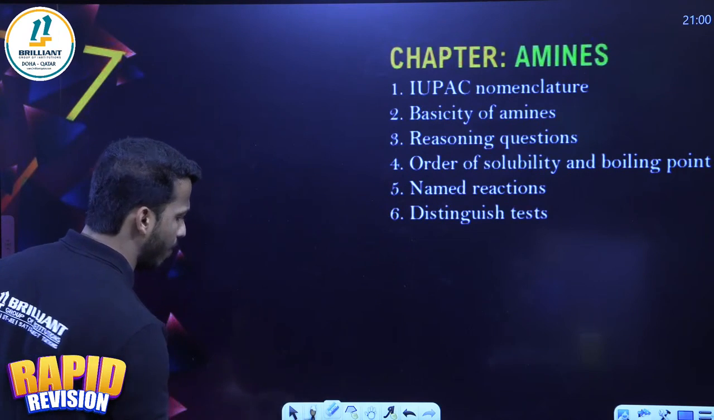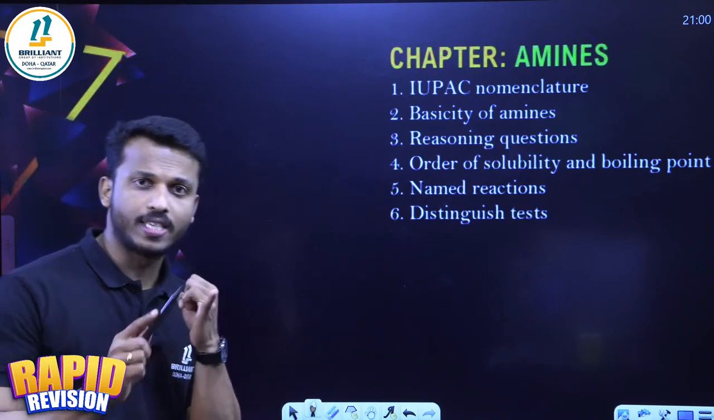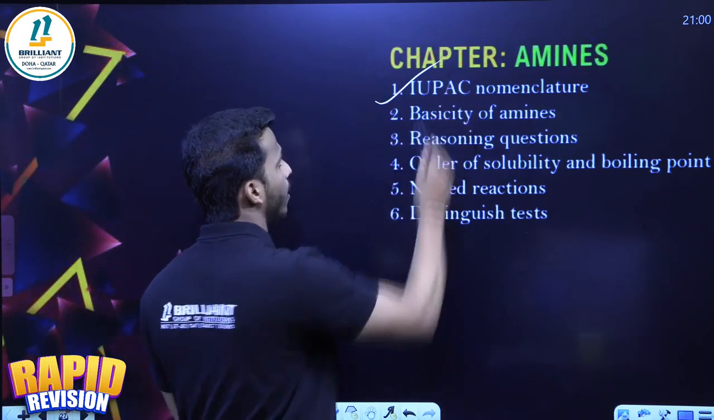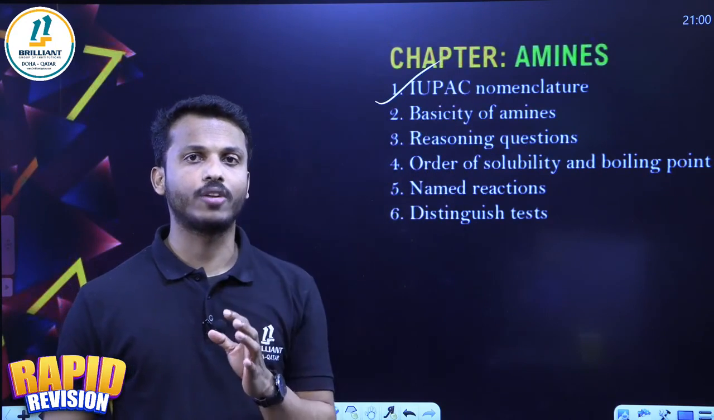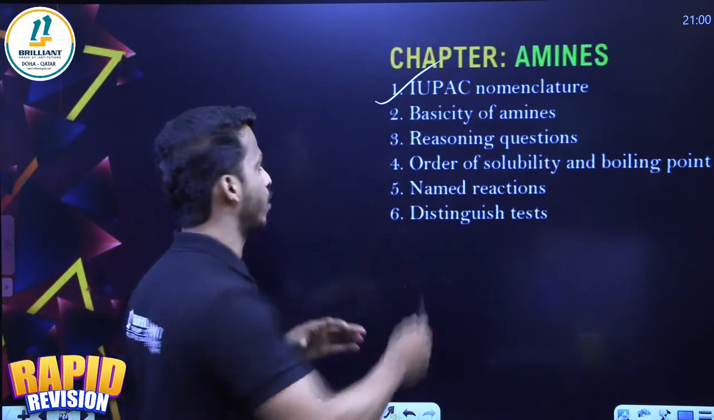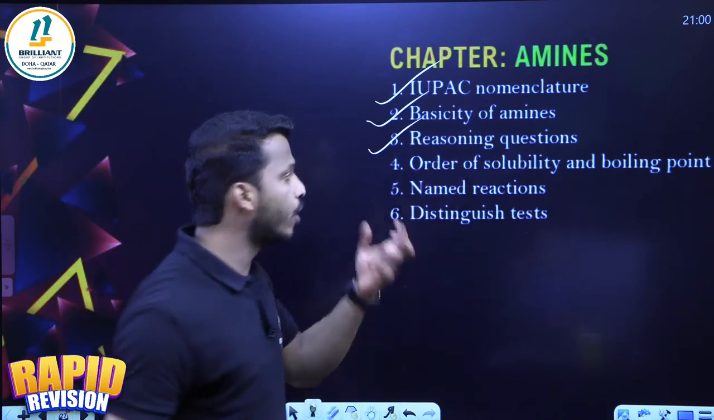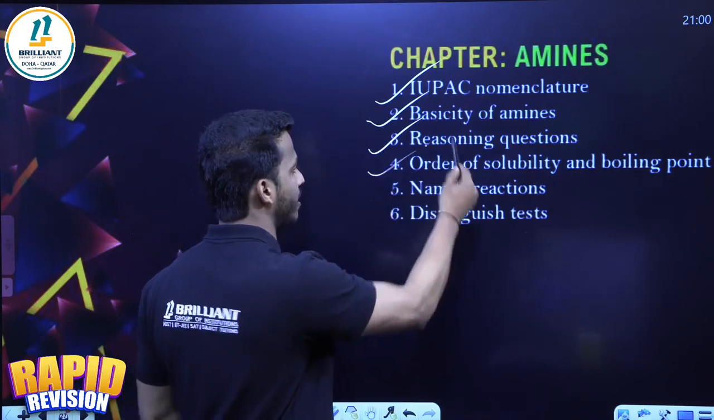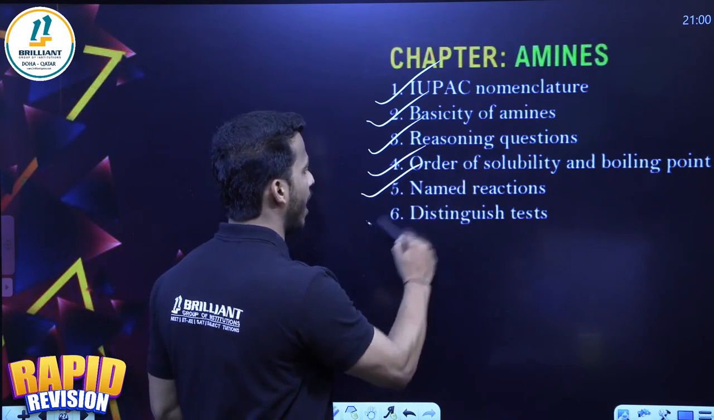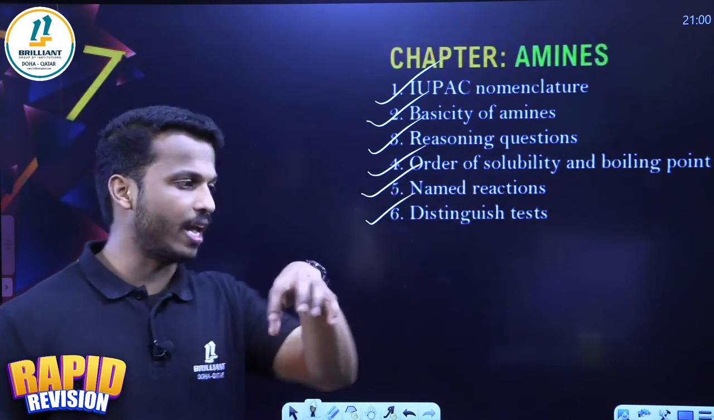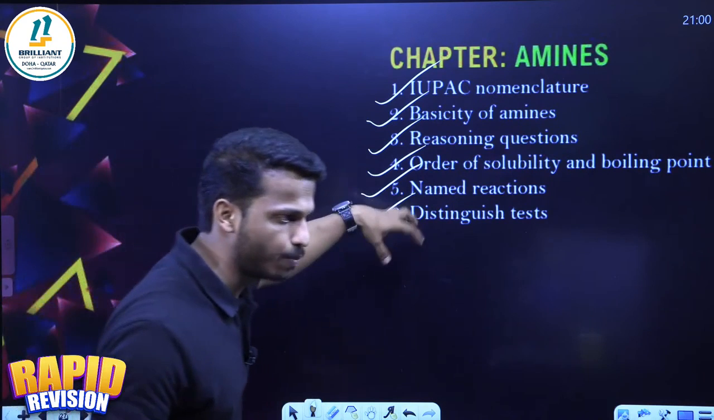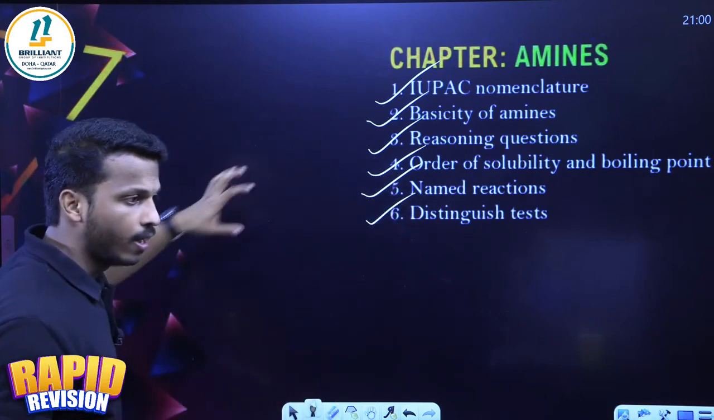From our chapter amines, dear all, IUPAC nomenclature. The most expected question from amines is a basicity related question, and reasoning questions are many. Order of solubility and boiling point we can discuss. Named reactions and distinguishing tests. These are the main areas you have to focus on in this part. Okay, let us discuss, dear all.